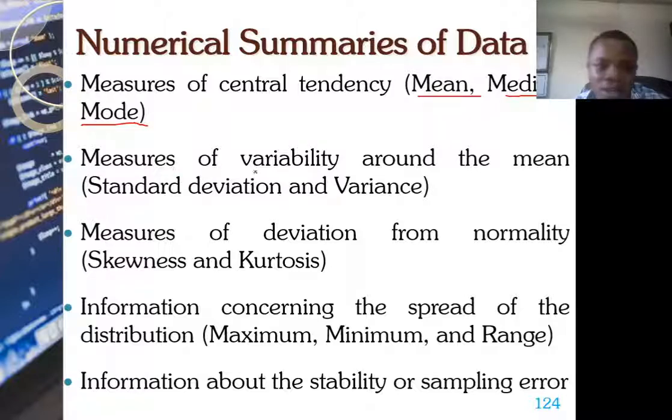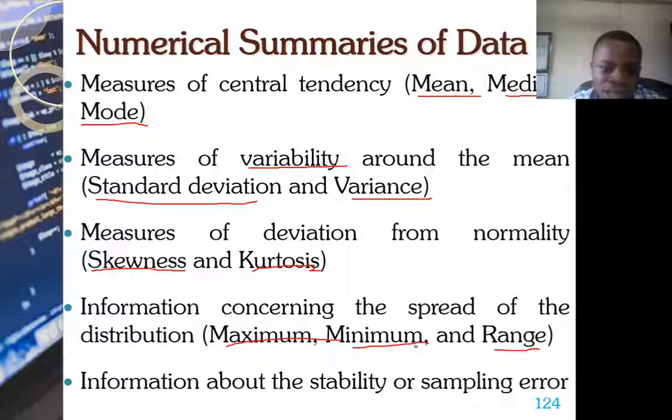This is not going to be so much of a headache. Now, in the case of measures of variability, we talked about this virtually the whole semester. Here we are going to look at the standard deviation as well as the variance. In the measures of deviation from normality, we are going to look at two popular terms, the skewness and what we call the kurtosis. We will also look at the maximum, the minimum, and the range, which all have to do with how the distribution spreads. So we are going to look at these.